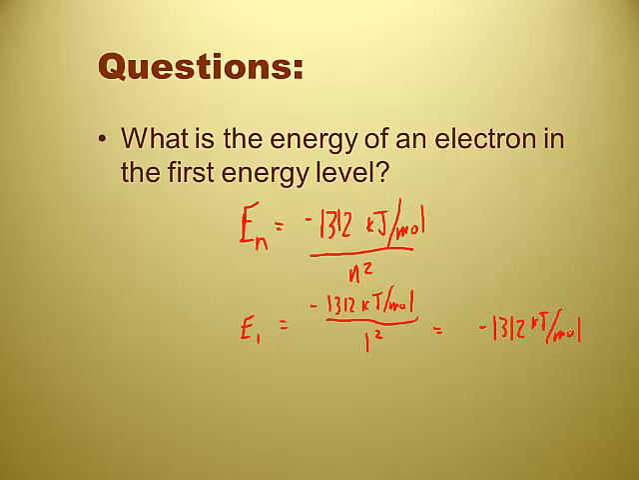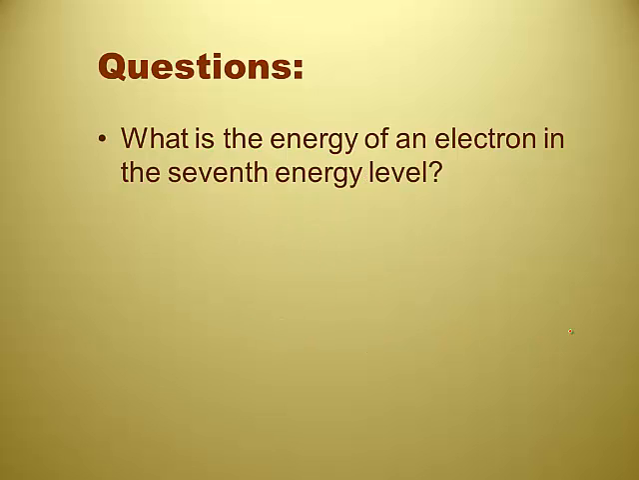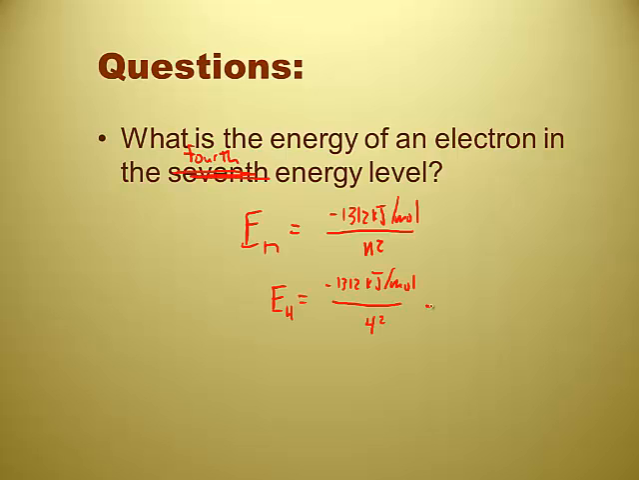So if the electron is sitting in that orbit, which it should be because that's the ground state, it's experiencing negative 1312 kilojoules per mole of energy. Now this one I need a calculator for. I'm going to change this one to the fourth energy level. So that's 1312 divided by 16. That's going to be negative 82 kilojoules per mole.